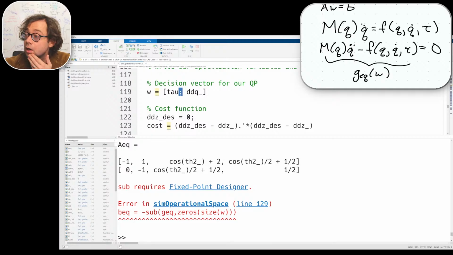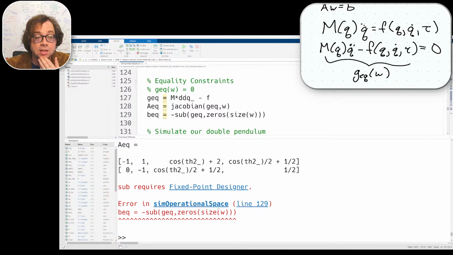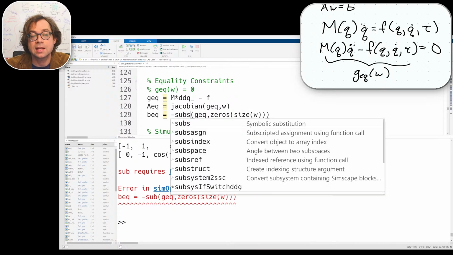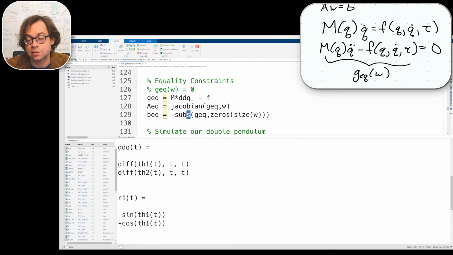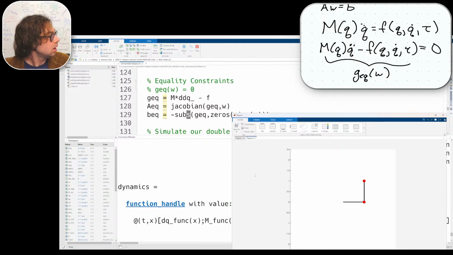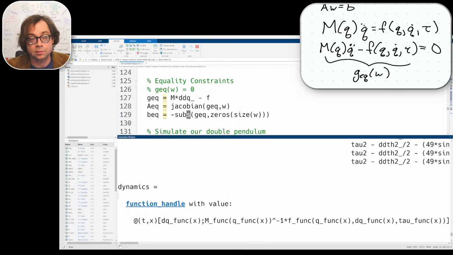Not quite. What do we do this time? GEQ zeros of size column vector. Okay. Oh, subs with an S. Subs with an S. It should be right there. That should run now. Nifty, cool, awesome. Okay, looks like it ran without issue. It's still running the simulation. When it's done, we'll just see what AEQ looks like.